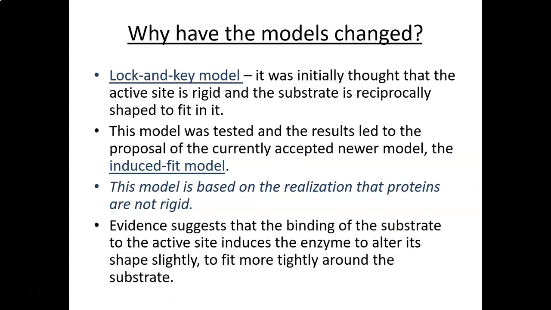Well, the lock and key model, it was initially thought that the active site is rigid and the substrate is reciprocally shaped to fit into it, just like fitting your key into a lock. But when we tested this model, the results led to the proposal of what we now accept as the induced fit model, which is based on the realization that proteins are not rigid. That active site is not rigid. It's not like a hard piece of Lego. And evidence suggests that the binding of the substrate to the active site induces the enzyme to alter its shape slightly to fit more tightly around the substrate.